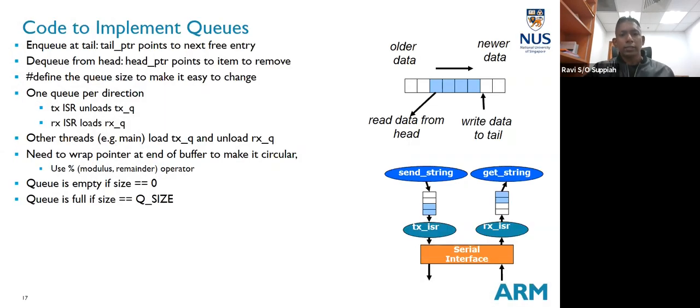In this case, what we have is a common queue or circular buffer, and what will happen is you have a transmit queue and an RX queue that will increment or decrement the pointer. And you need to wrap the pointer at the end to make it a circular buffer. At the same time, you need to keep track of when the queue is empty and when the queue is full.